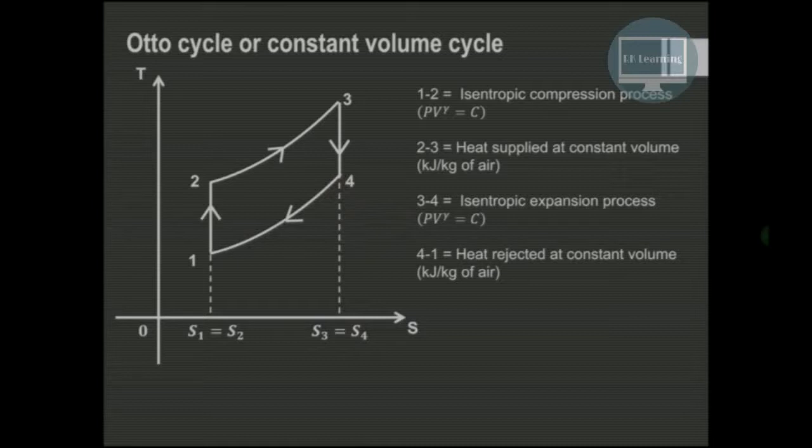Whereas 4 to 1 is the heat rejection process, and during heat rejection, as the heat is rejected, the entropy of the system will decrease, and therefore we'll get this particular line and it will close at this particular point, that is 1. So we'll get this closed cycle 1, 2, 3, 4. Now these are the minimum and maximum temperatures T1 and T3 of this particular cycle.